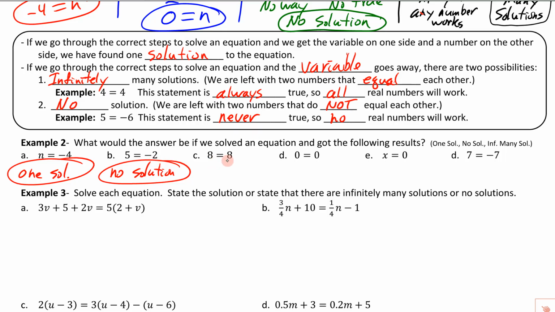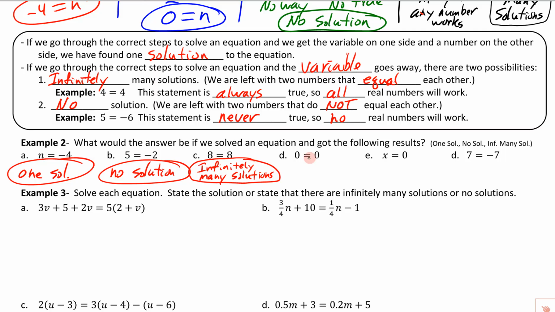What if we got 8 equals 8? Well, 8 does equal 8. There's nothing we can do to mess that up. So we're going to write that there are infinitely many solutions. Now, as long as you've written that out a couple of times and you know how to spell it, then we're going to abbreviate this from now on.